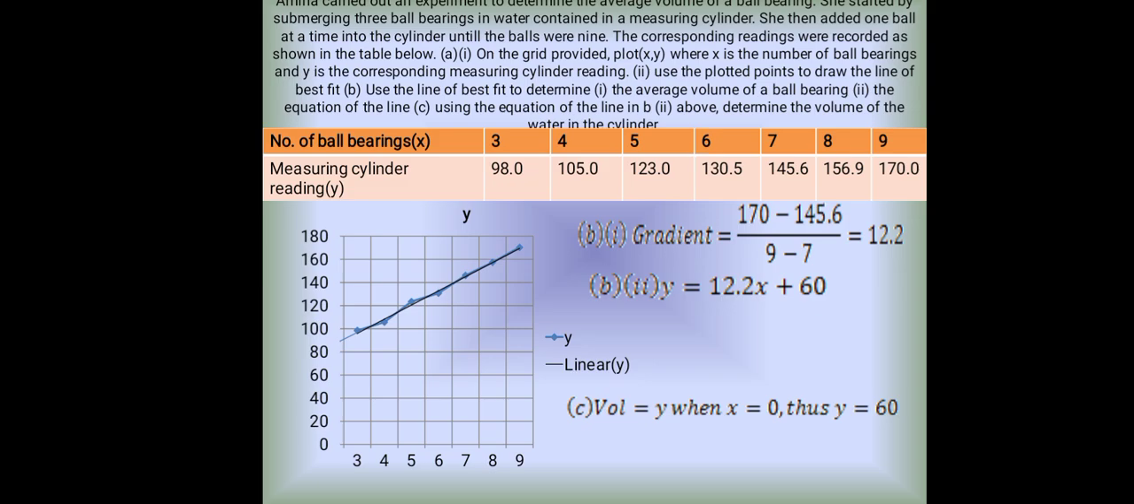A1. On the grid provided, plot XY, where X is the number of the ball bearings and Y is the corresponding measuring cylinder reading. 2. Use the plotted points to draw the line of best fit. B. Use the line of best fit to determine 1. The average volume of a ball bearing. 2. The equation of the line. C. Using the equation of the line in B2 above, determine the volume of water in the cylinder.